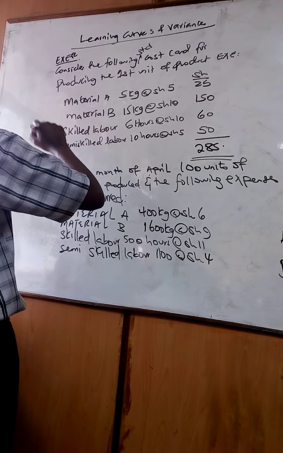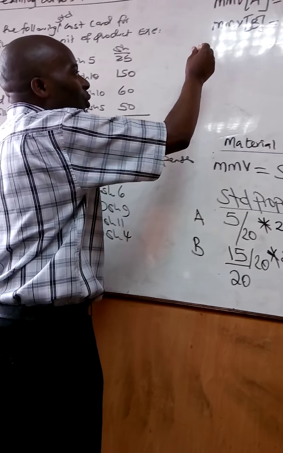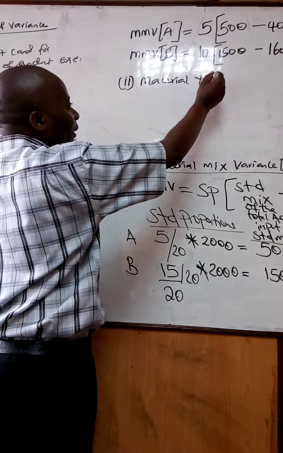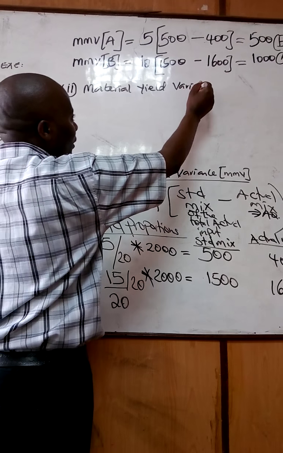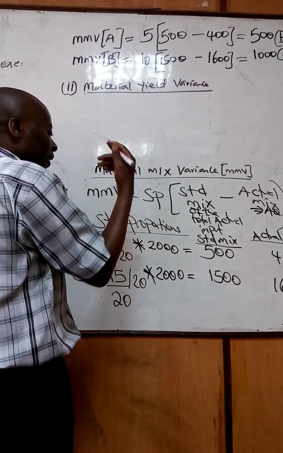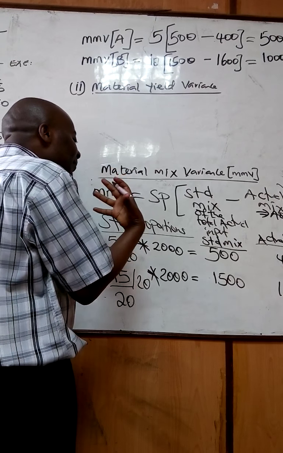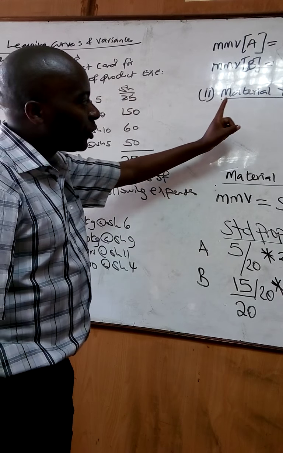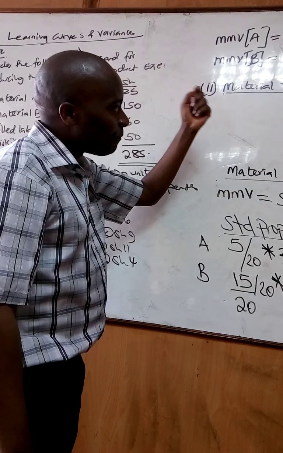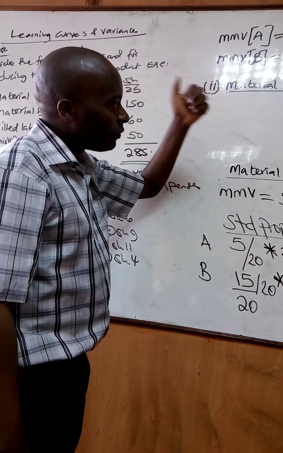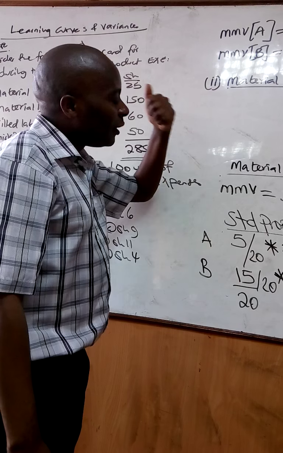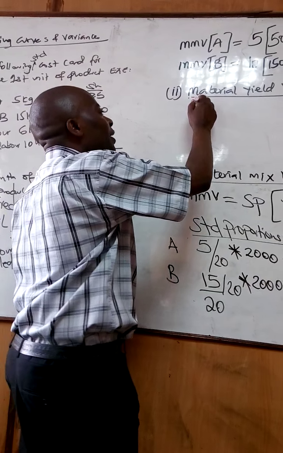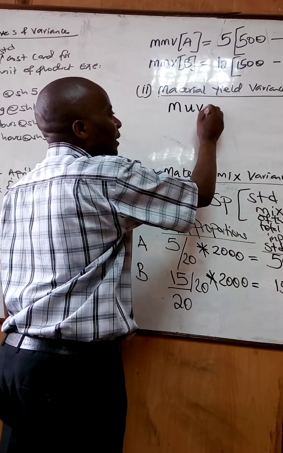So let's go to the next variance that the examiner wants us to compute, which is what here, somebody? Material yield variance. If you recall, material yield variance is quite similar to the material usage variance. Every time they talk about material yield variance, first of all, I will be forced to remember the formula for material usage.